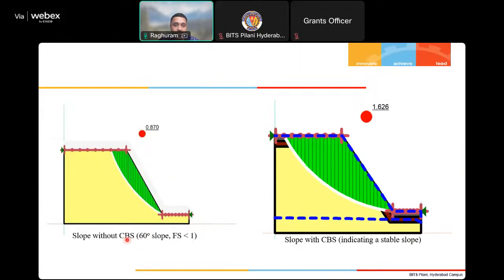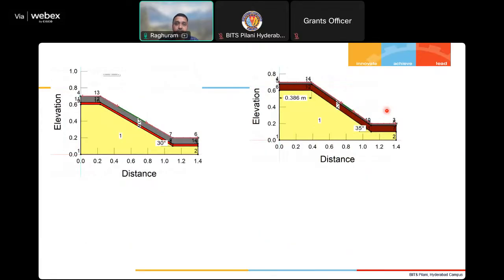You can see that with the bare 60-degree slope, the factor of safety is 0.87, which indicates the hazard of the slope, or indicates a failure. Whereas with the same 60-degree slope with CBS, it is indicating a factor of safety of 1.62. It's on the higher side, meaning the resisting forces are much higher than the driving forces.